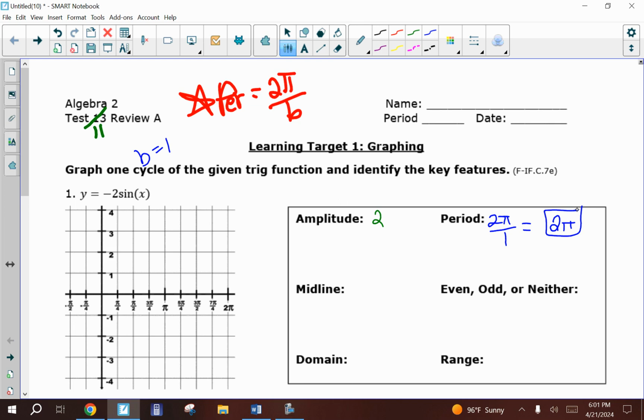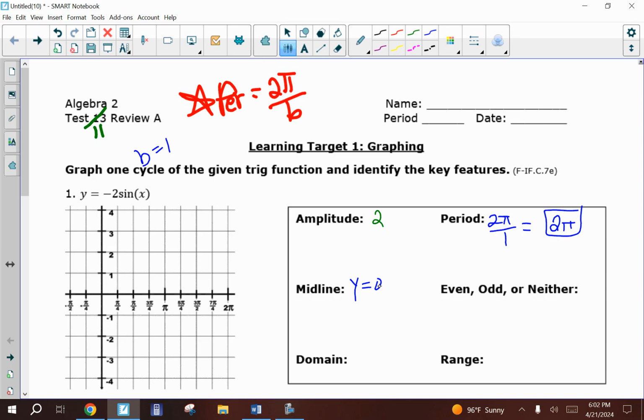Now the midline is usually found as the k value, and this one doesn't have a k value, so that means that my midline is y equals 0. And we'll do even, odd, or neither once we have the picture, and then we'll do domain and range once we have the picture. Okay, so here's what we need.